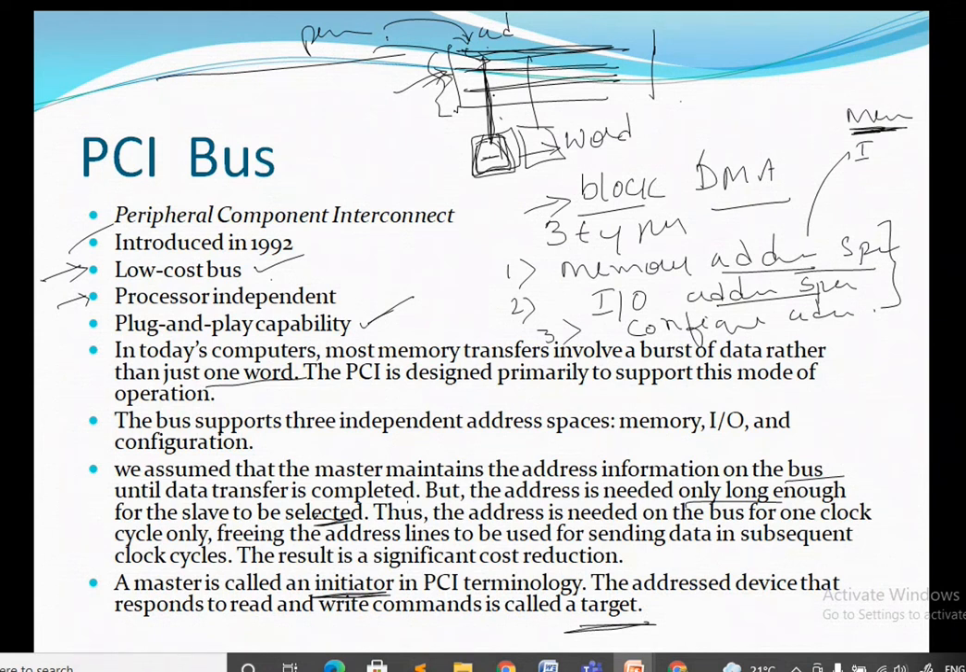Okay, the device is going to place the data onto the bus, or it is going to get the data from the bus, depending on the read or write operation. So approximately we can say that the address should be available on the bus only for one clock cycle. Assuming that in that one clock cycle the slave is going to be identified, afterwards the address is not required on the address bus, it will just remove that address. Okay, it will just free the address line.